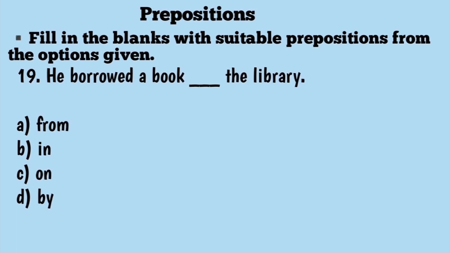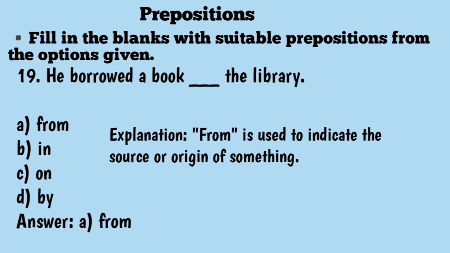Next, he borrowed a book dash the library. Option A from, option B in, option C on, option D by. Answer is option A from. From is used to indicate the source or origin of something.